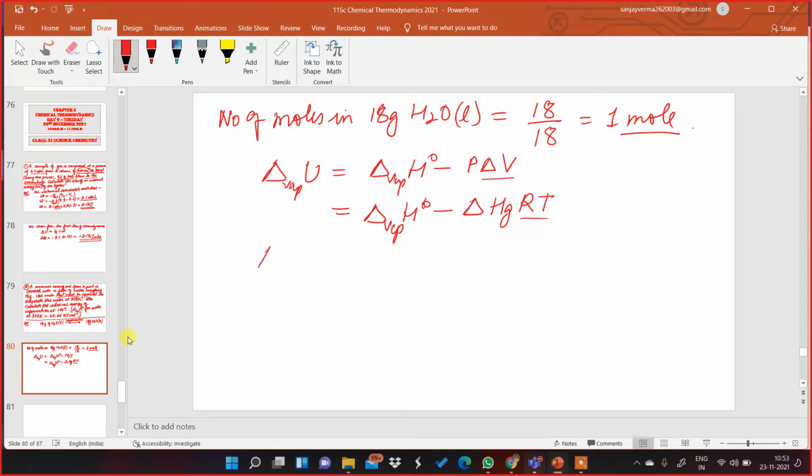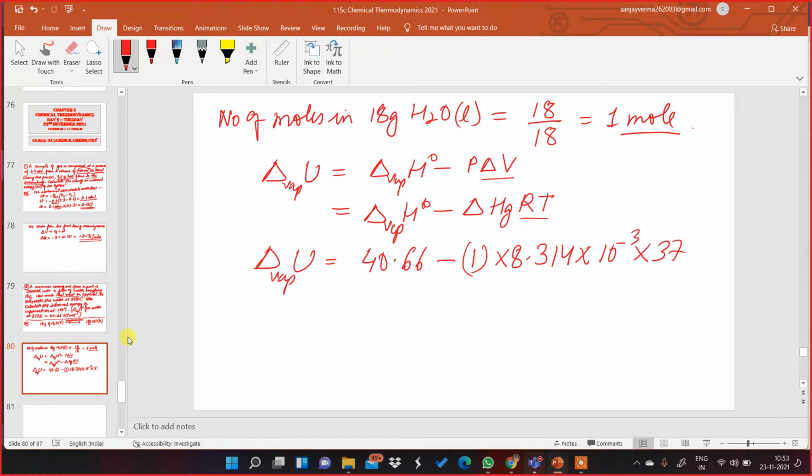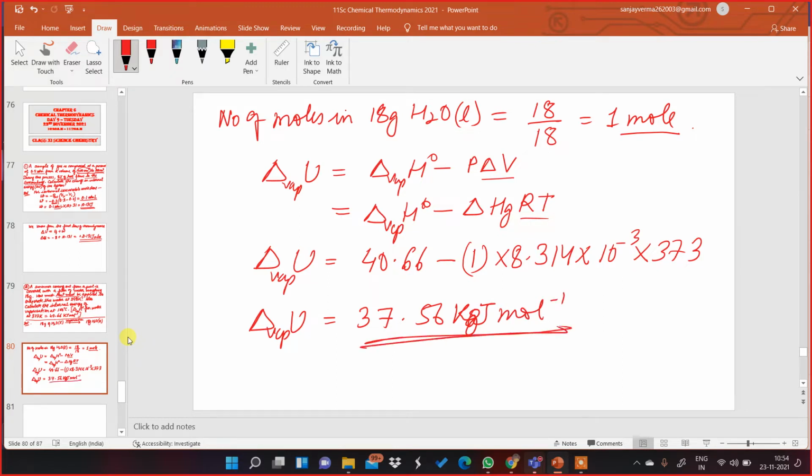Then delta U vaporization will be equal to 40.66 minus 1 mole, nRT, 1 mole over there, gas constant is 8.314 into 10 to the power of minus 3, into temperature 373. Upon simplification, we get the value of internal energy as 37.56 kilojoules per mole. So this is the answer for both the amount of heat supplied and the internal energy of evaporation at 373 Kelvin, assuming steam behaves as an ideal gas.